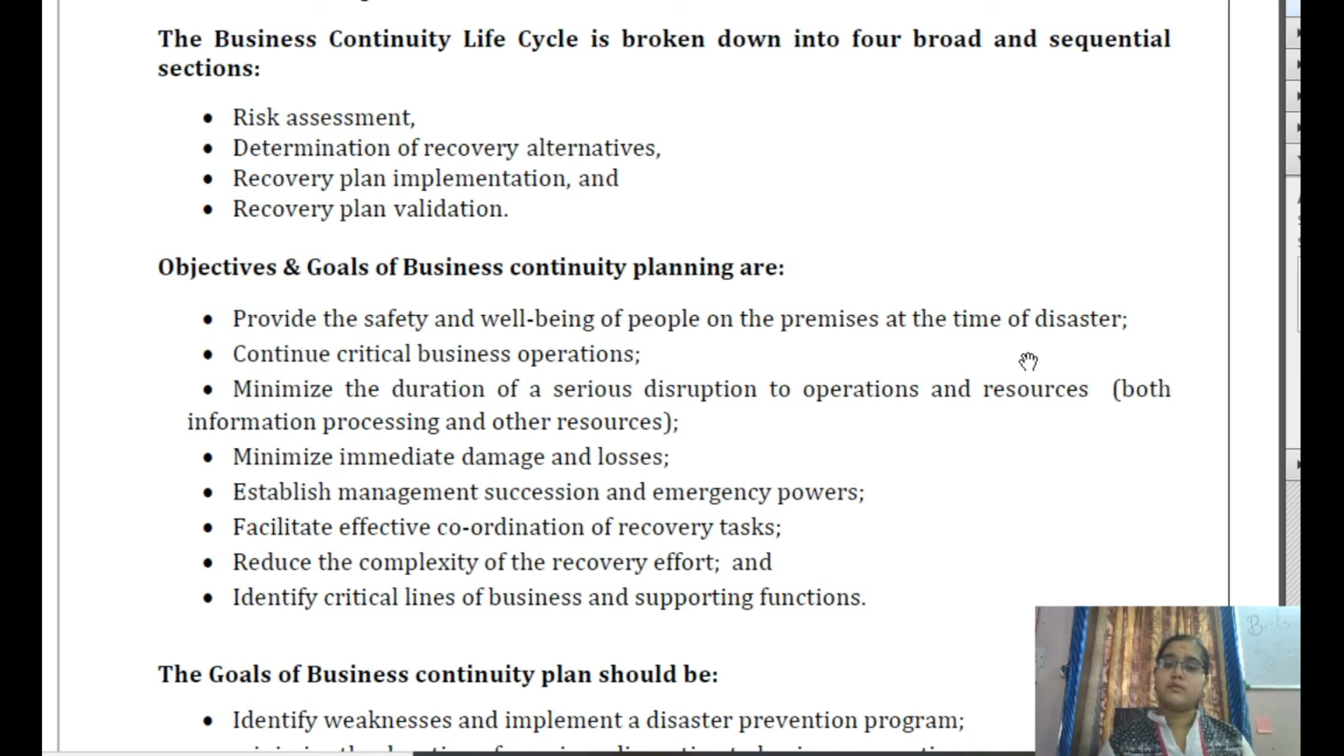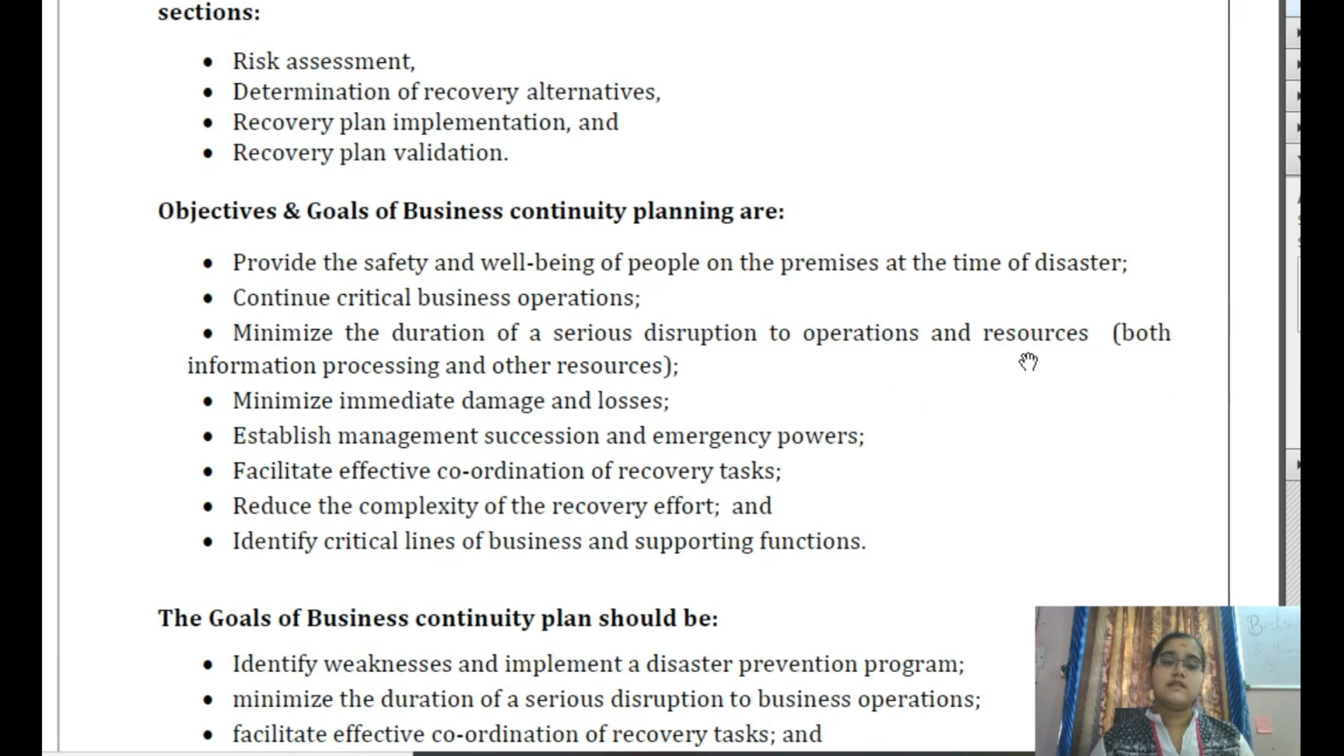So your objective is to provide safety, continue the critical operations, minimize the duration of the disruption, and minimize the immediate loss from the disruption. Establish management succession, facilitate effective coordination of recovery tasks, reduce the complexity of the recovery effort, and identify the critical lines of service and support functions. If you identify the critical areas or critical lines of service for the business, those areas must be secured first, and then you proceed to the other areas. Okay, this is the objective on which the business continuity plan is developed.